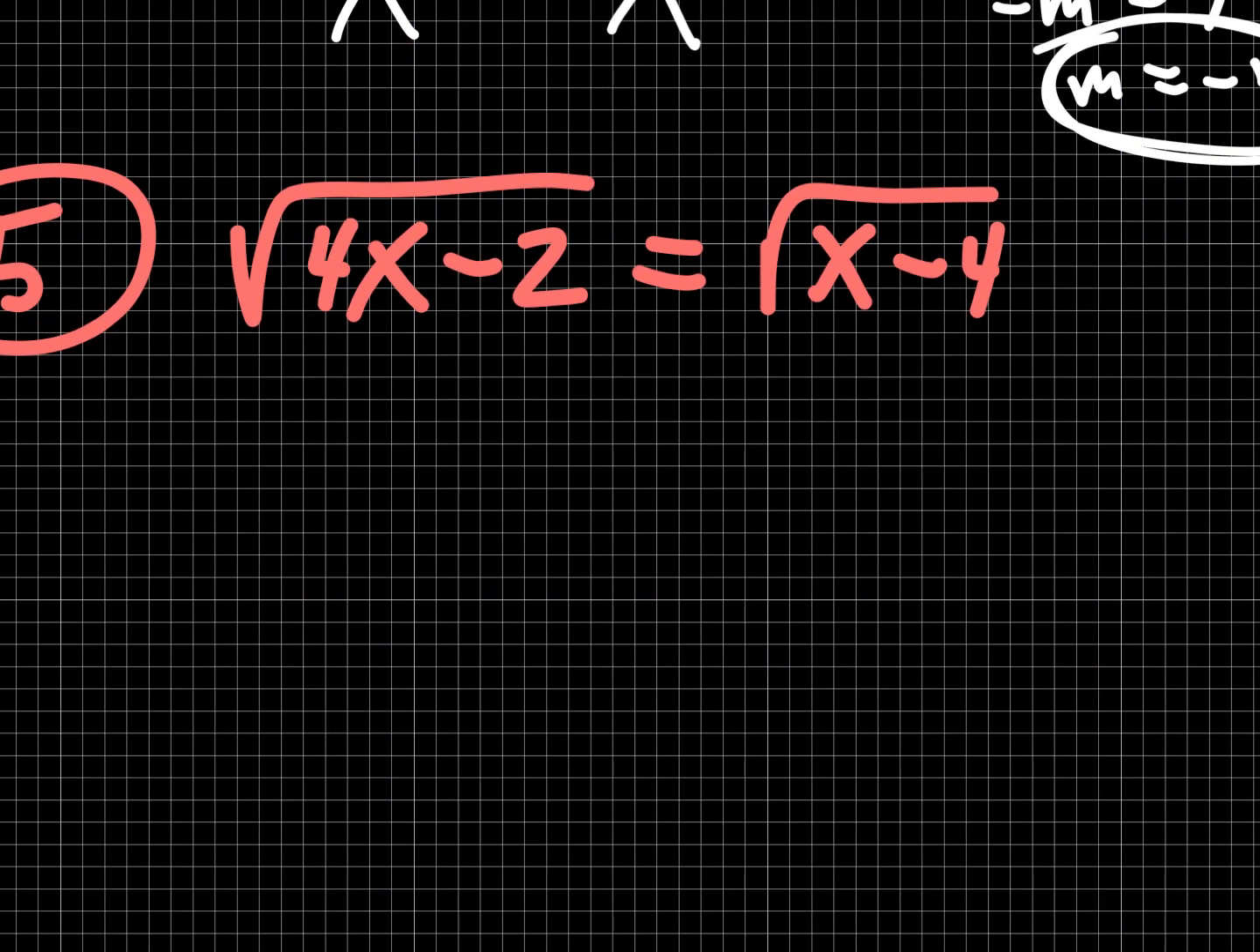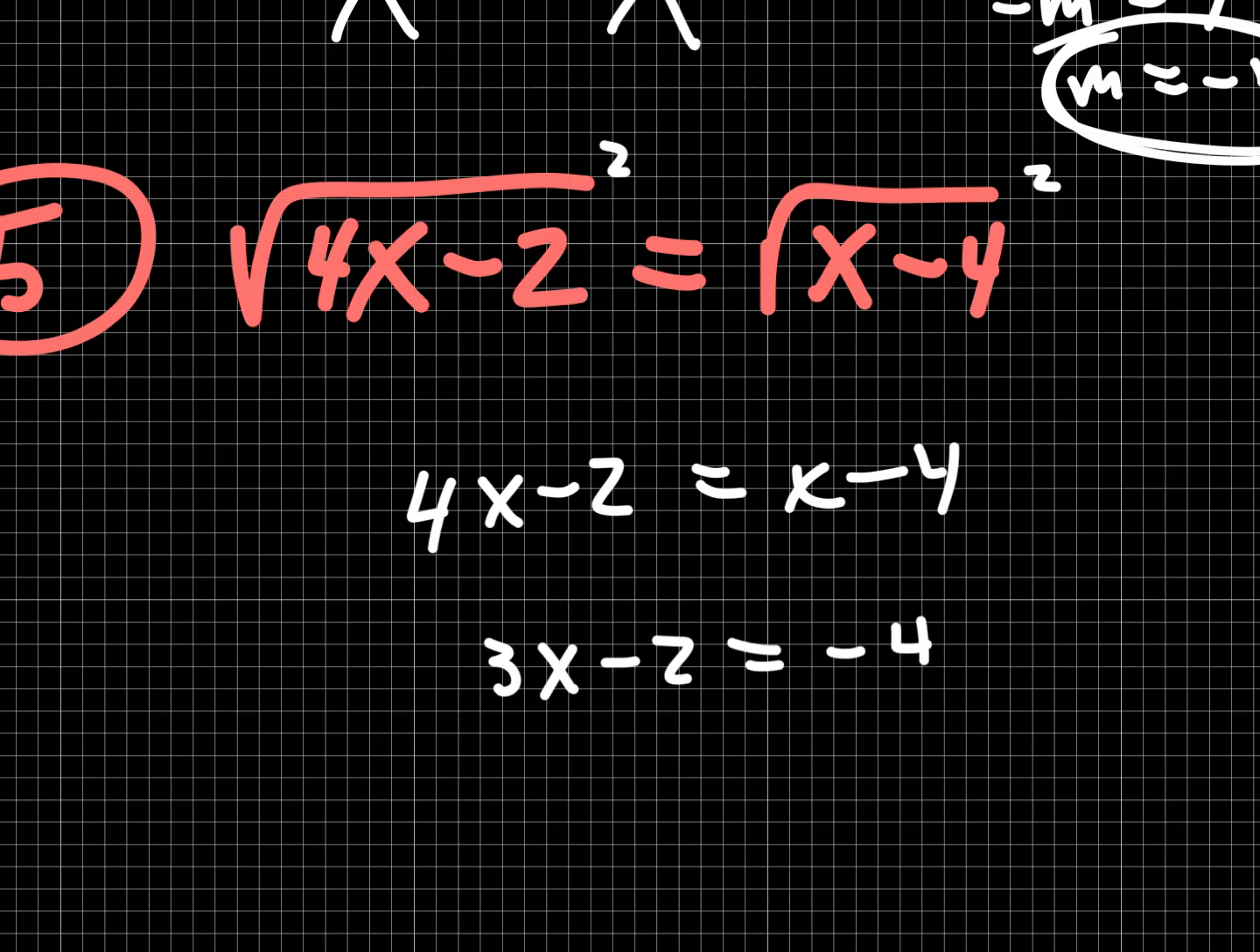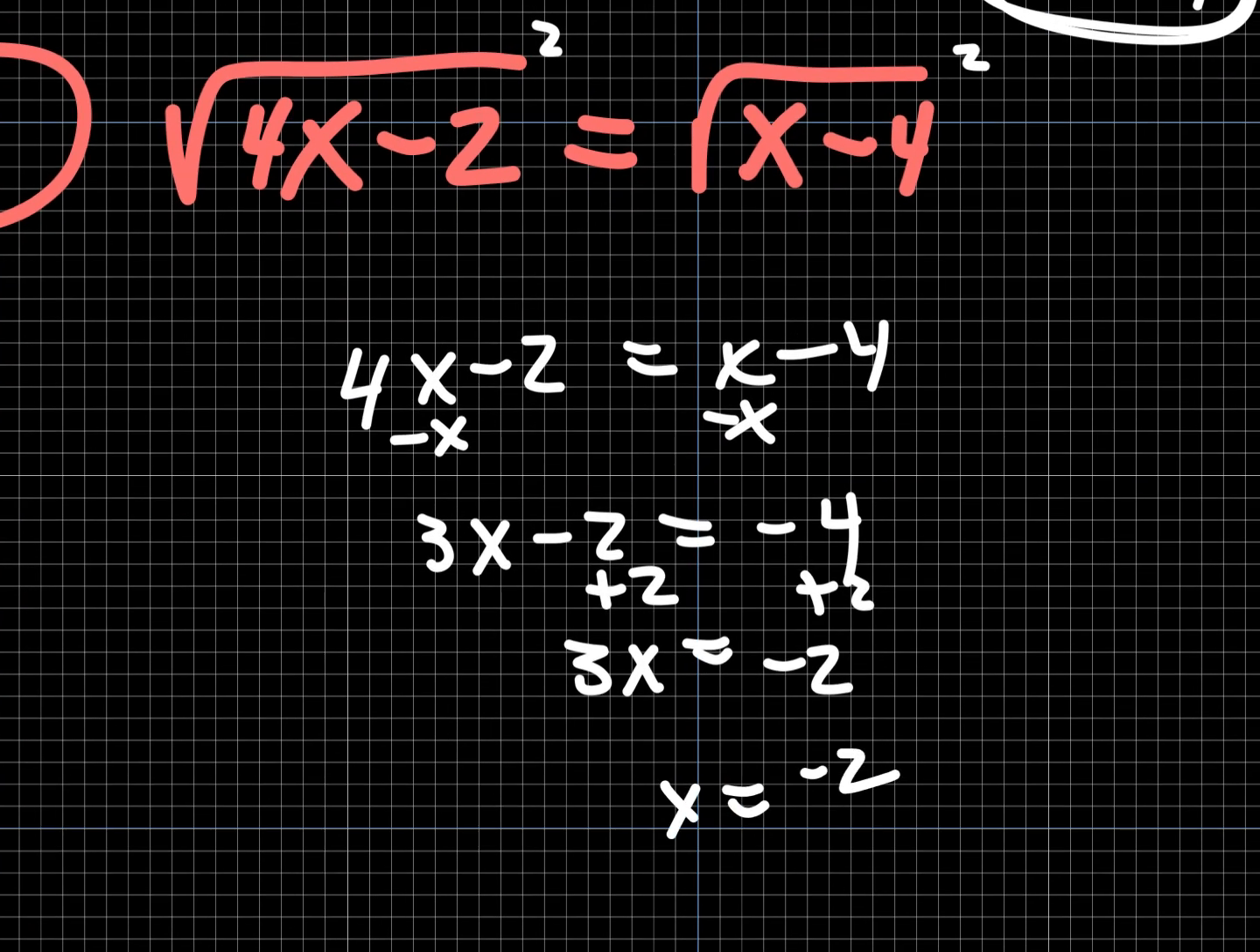So squaring both sides, does that cause absolute values to come in? No. Now I get some people like, but they're square roots. You didn't personally square root both sides, so you don't have to bring in absolute values. 4x minus 2 equals x minus 4. Subtract x from both sides, we get 3x minus 2 equals negative 4. That's just a minus x. Now I'm going to add 2 to both sides. 3x equals negative 2. x equals negative 2/3.